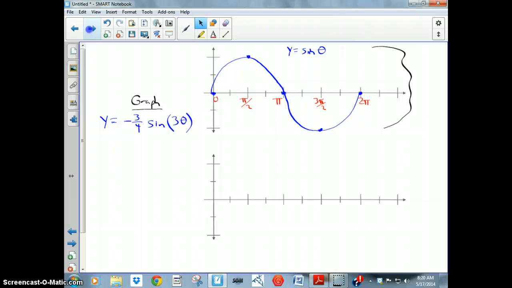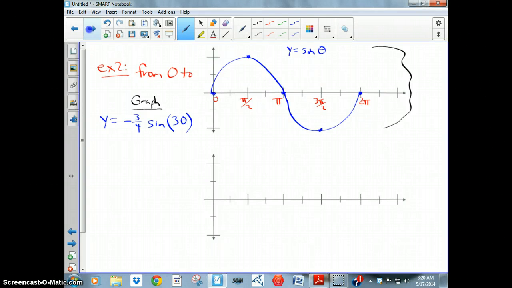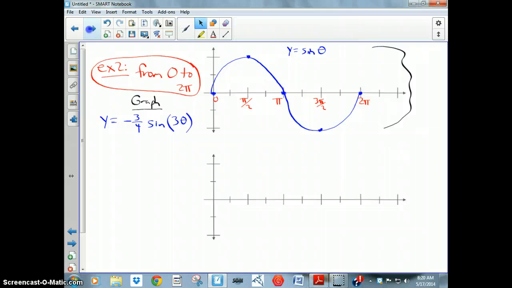Now, in this particular case, for example number 2, I want you to graph y equals negative 3/4 sine 3 theta, but here's the key direction, from 0 to 2 pi. That means you got to go all the way out to 2 pi in your graph. All right, well, this is going to take some prior planning before we start. So let's think about this a little bit.